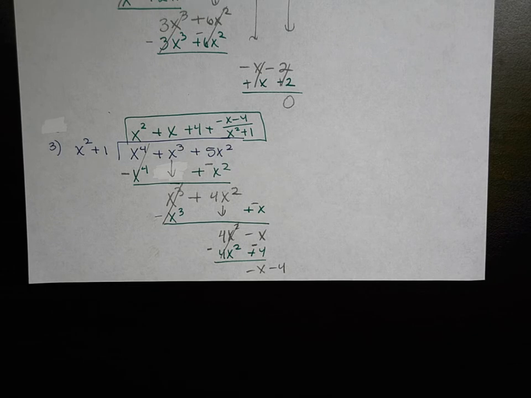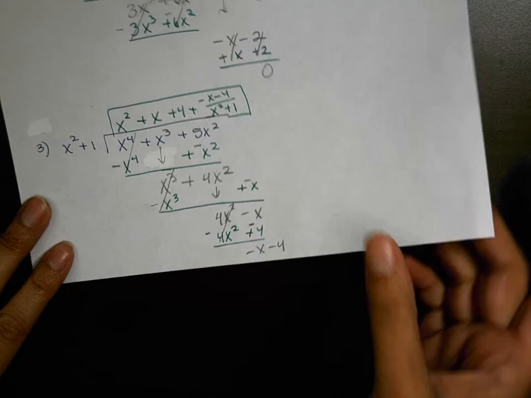X squared times nothing is negative x. Right? Only positive exponents. X squared times nothing with a positive exponent would give me negative x. So that would be my remainder. Okay. All right. Questions before I move on to the synthetic part? Anybody need this up a little bit longer?